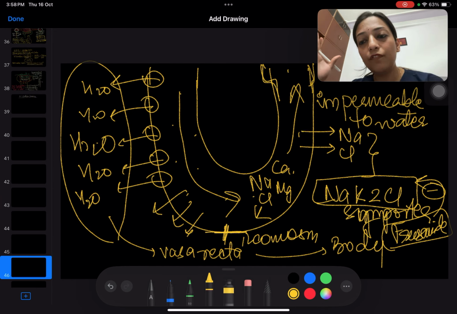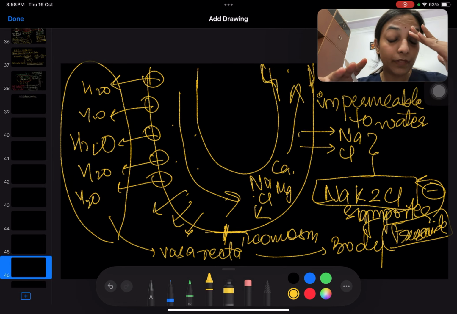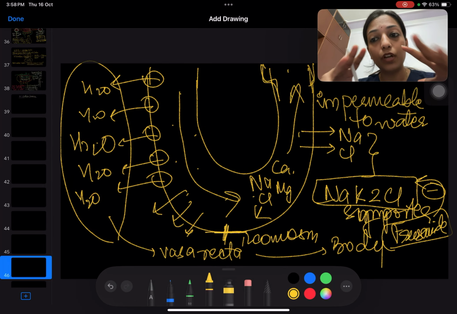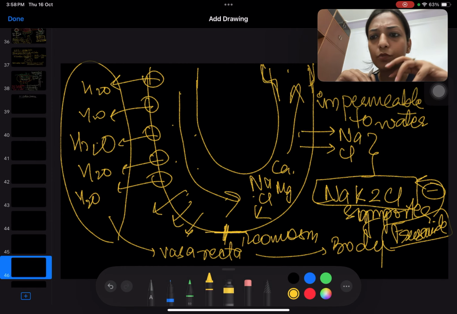So I hope I was able to make you understand this much part. It is very important. It is mostly based on imagination. So this was all. Now there is one topic left, counter current exchanger and multiplier, that I'll be taking up someday else. Today was only about the loop of Henle. I only wanted to explain how the absorption is occurring and how it is concentrating the urine. This was my focus for today. So I think I've done that.